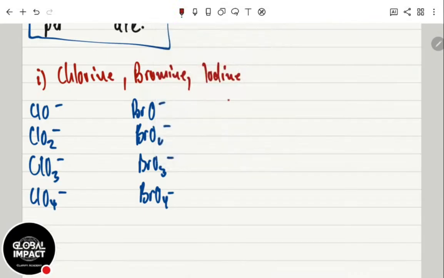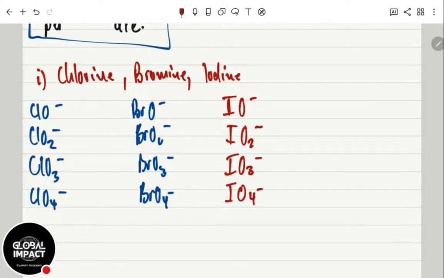Usually you see them talk about chlorine, but I want you to know it's for anything which is in group 7. Okay? Here's what we'll be having: IO minus, and so on.